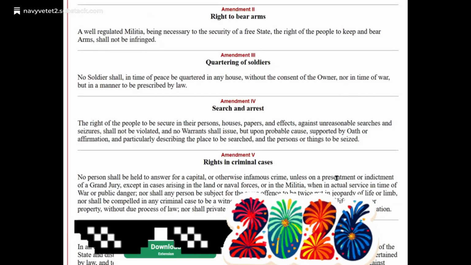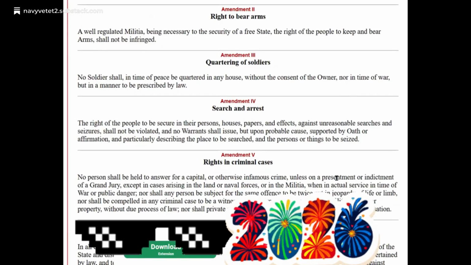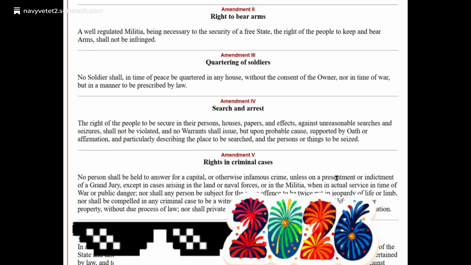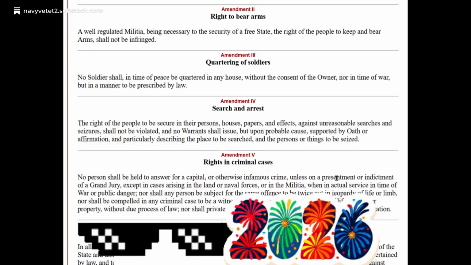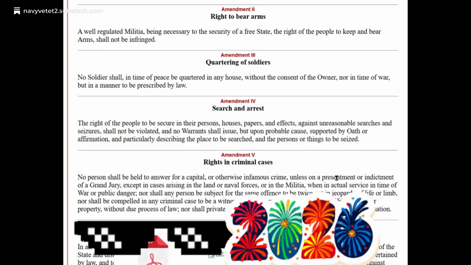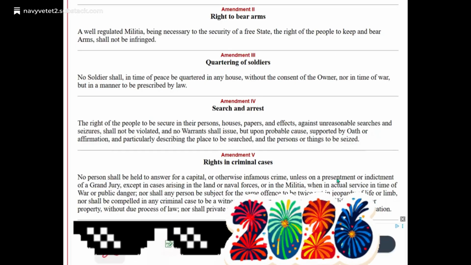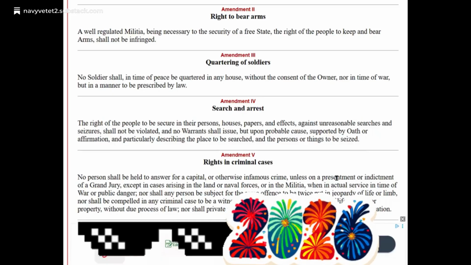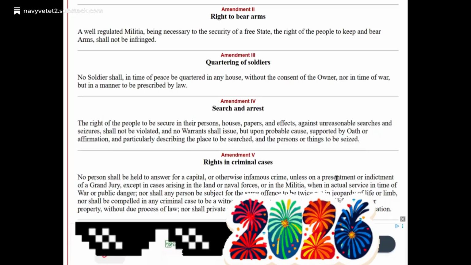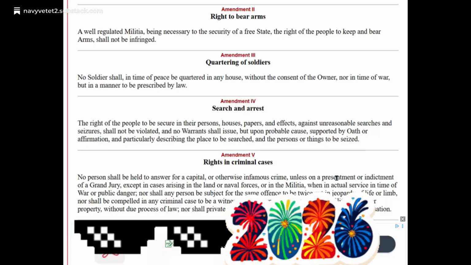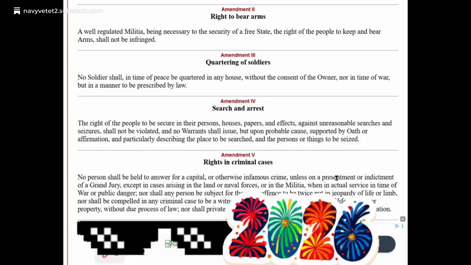Amendment 2. A well-regulated militia being necessary to the security of a free state, the right of the people to keep and bear arms shall not be infringed. The Second Amendment contains two parts: a preface, which states that a well-regulated militia, meaning a citizens' army authorized by the state, is a necessary and desirable thing, and the operative section of the amendment, which asserts the right of the people to keep and bear arms.